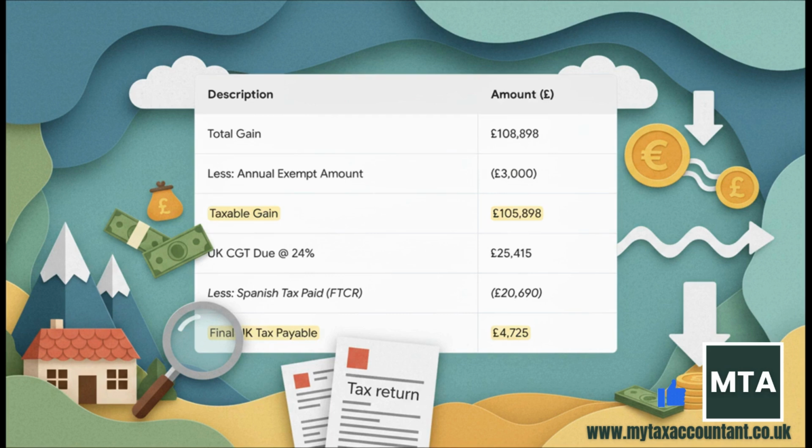But now, look at that magic line. Less, Spanish tax paid. She'd already paid £20,690 in Spain. She can claim that whole amount back against her UK bill. And her final UK tax? It plummets to just £4,725. What a massive, massive saving.